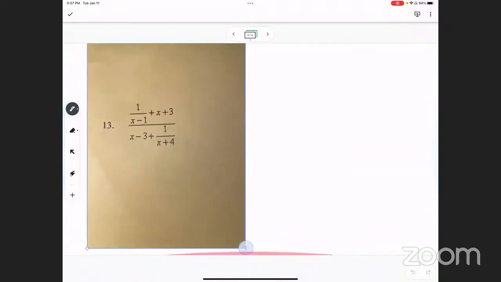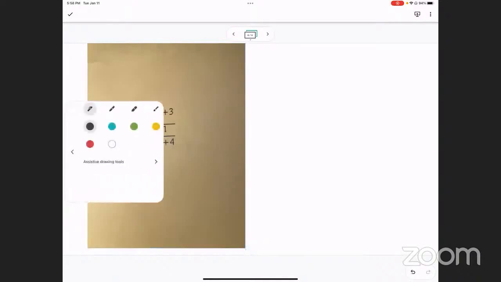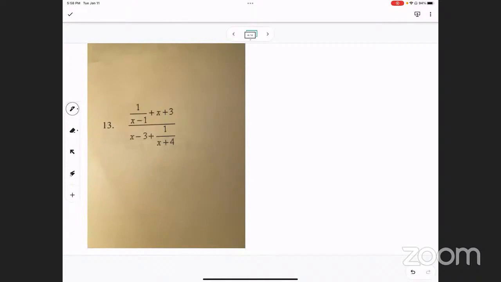For this one, I'm going to do that trick I just told you. It's called clearing the fraction. So what am I going to multiply the bottom and the top by? I'm going to multiply by the least common denominator, which is this and this multiplied together. So I'm going to multiply the top and the bottom by x minus 1 and x plus 4.